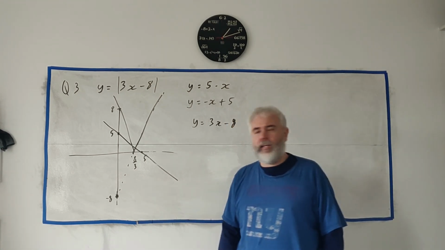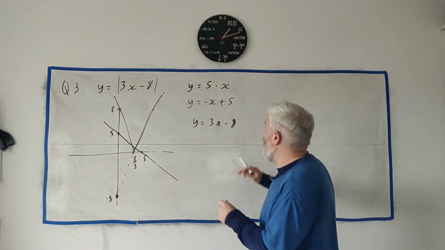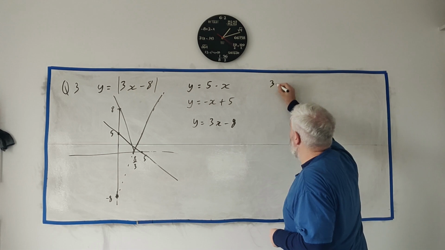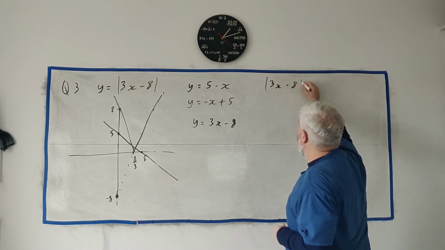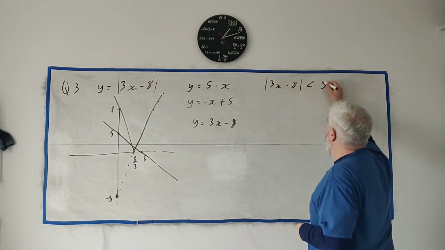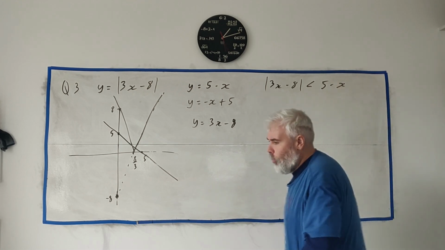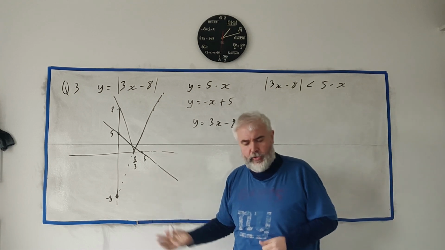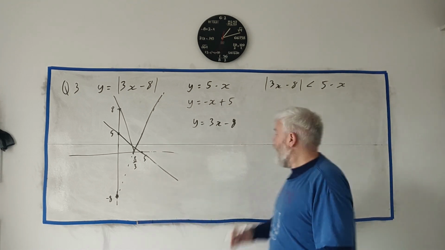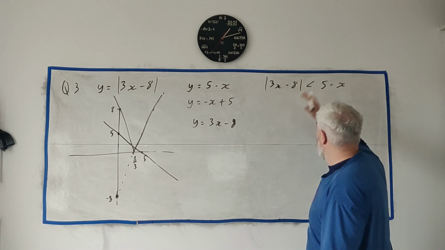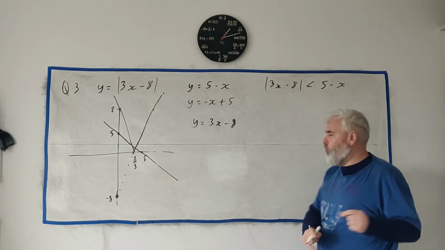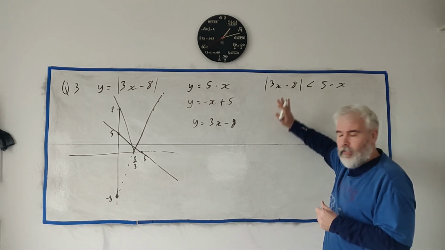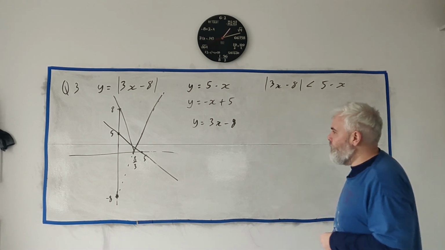In part B, they tell us to use this idea to solve the inequality of these two. Let's write it out again. 3x minus 8 is less than 5 minus x. So if I'm given this inequality, this is how I solve it anyway. I like to draw a picture and solve it using that.